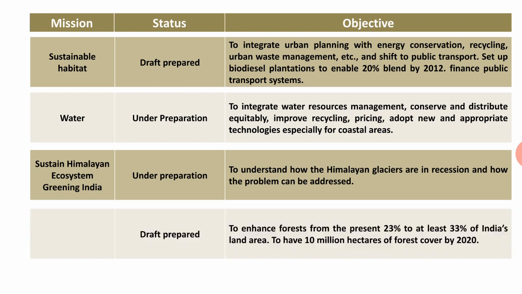And the draft prepared aims to enhance the forest cover from the present 23% to at least 33% of India's land area, to have 100 million hectares of forest cover by 2020. This is in the plan. Regarding this, every state government has started planting a number of trees, so that we can achieve greenery.